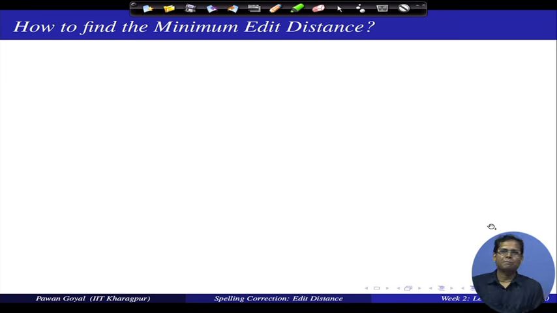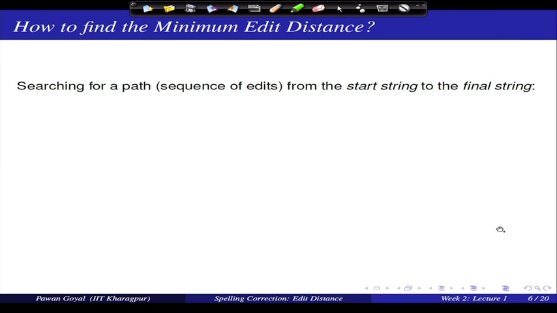So now my question is, how do I find the minimum edit distance between 2 strings? What will be an approach for doing that? So let us define it formally. What are we trying to achieve? I am trying to search for a path. By a path I mean the sequence of edit operations that I have to make for going from the start string to my final string.